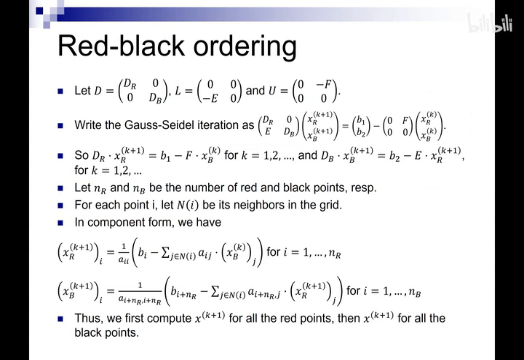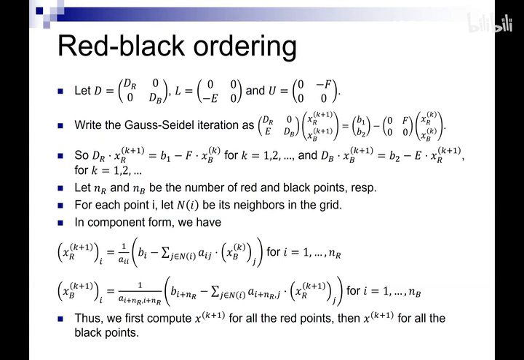Okay. So the L matrix, the lower triangular part, is going to be negative of this E part over here, right? And the U is going to be negative of the F part. Okay. So now we can write the Gauss-Seidel iterations. So the Gauss-Seidel iteration is we're taking D plus L, right? And then you're multiplying this by the X vector, right? And then this is going to be equal to this B value minus the upper triangular part times the X vector from the previous iteration.